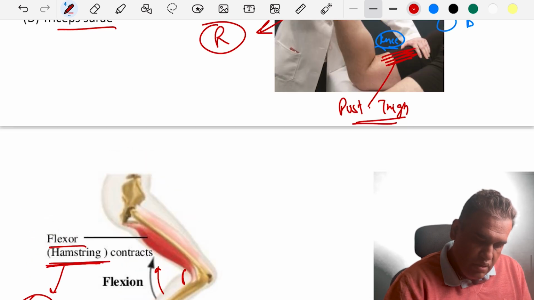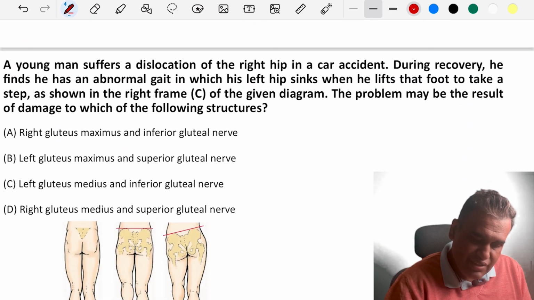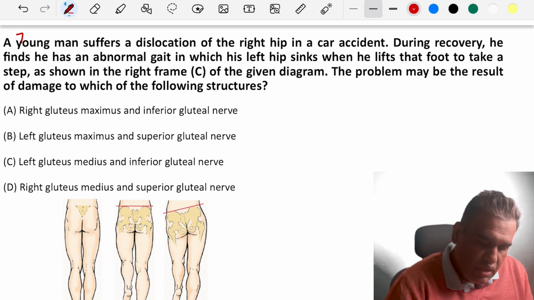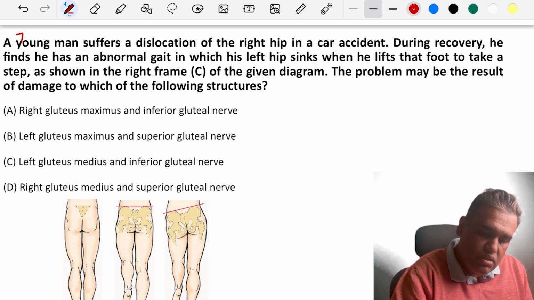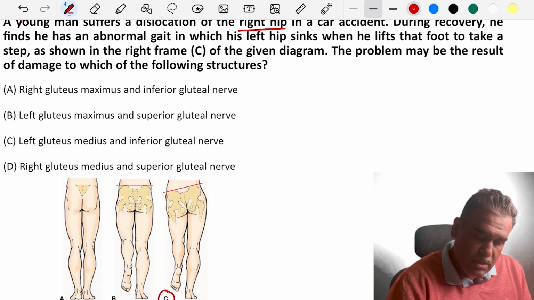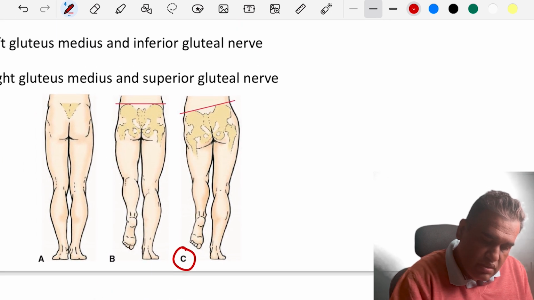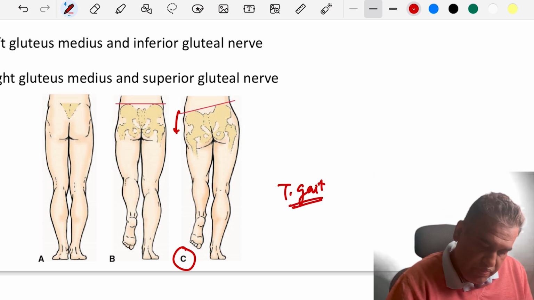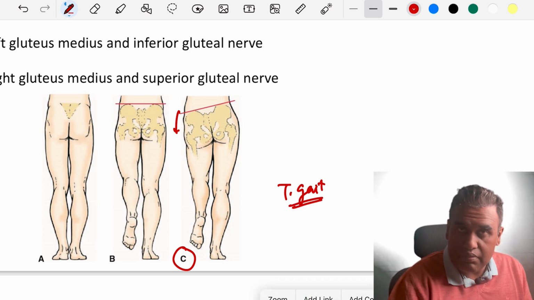Fair enough. Coming to the 7th question. A young man suffers a dislocation of the right hip. During recovery, he finds he has an abnormal gait, in which his left hip sinks when he lifts that foot to take a step, as shown in the right frame C. The problem may be the result of damage to what? So the injury is to the right hip, but actually the left hip sinks down. I hope you are all aware of the Trendelenburg gait or Trendelenburg sign. The injury was to the right hip.